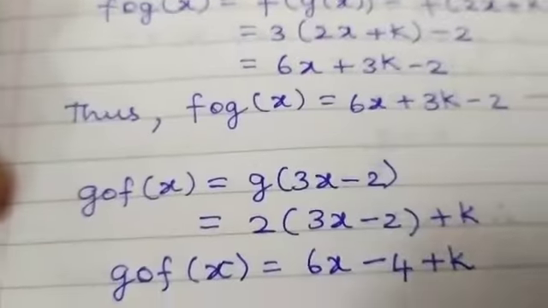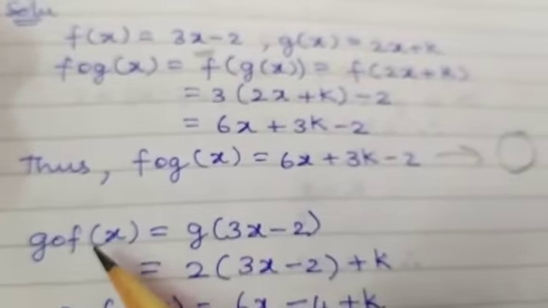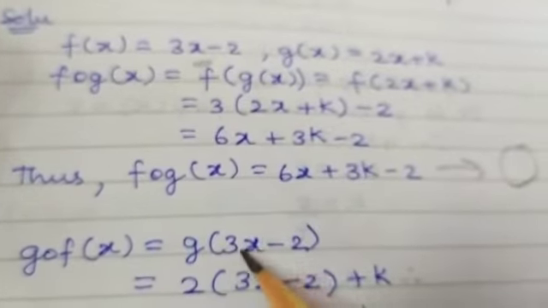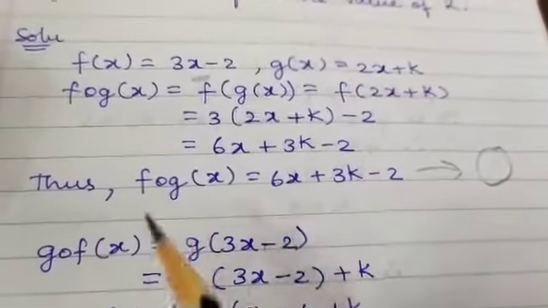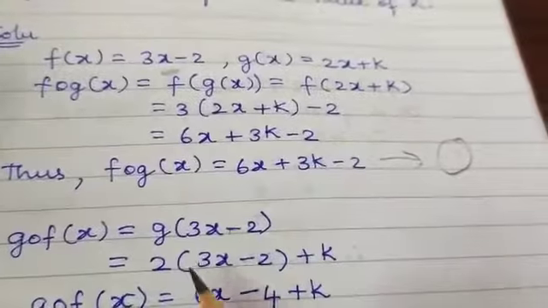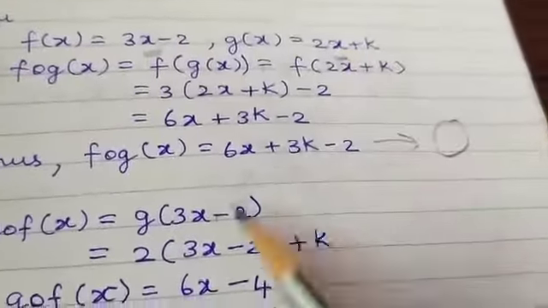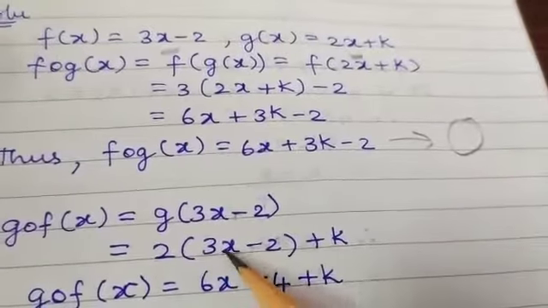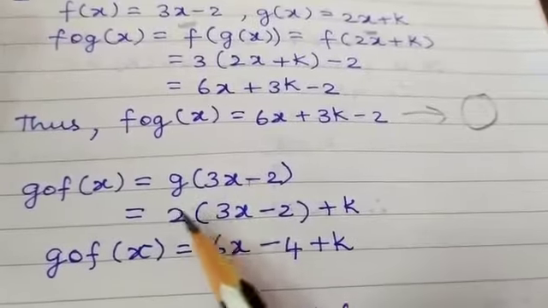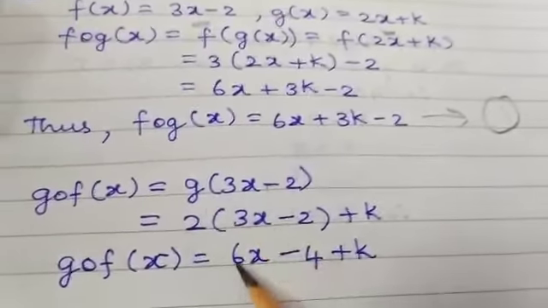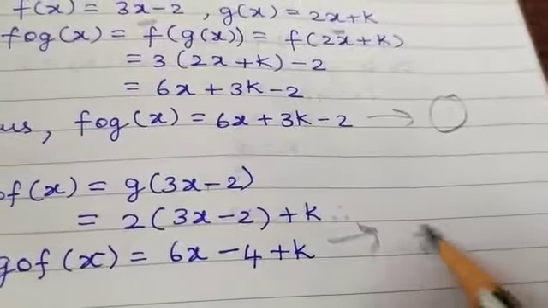Now I am finding g dash f of x. I am substituting the f of x value, which is 3x minus 2, into g of x, that is 2x plus k. So that is 2 into, for x I am putting 3x minus 2, plus k. So g dash f of x equal to, multiplying inside, 6x minus 4 plus k. So this is my second equation.